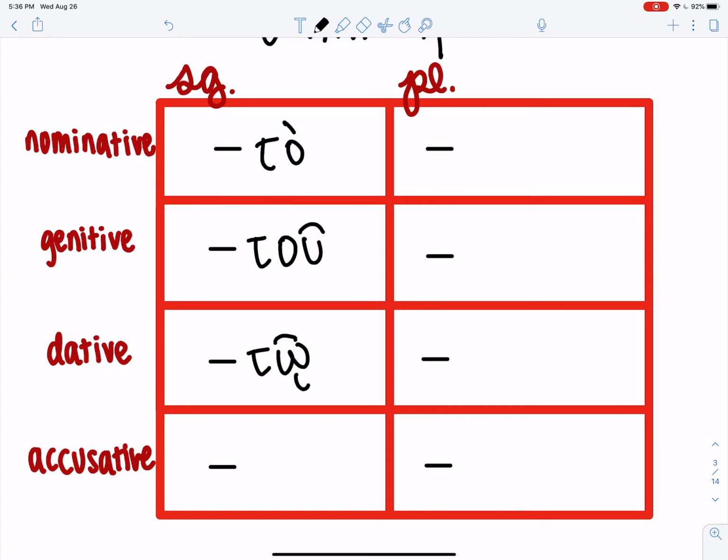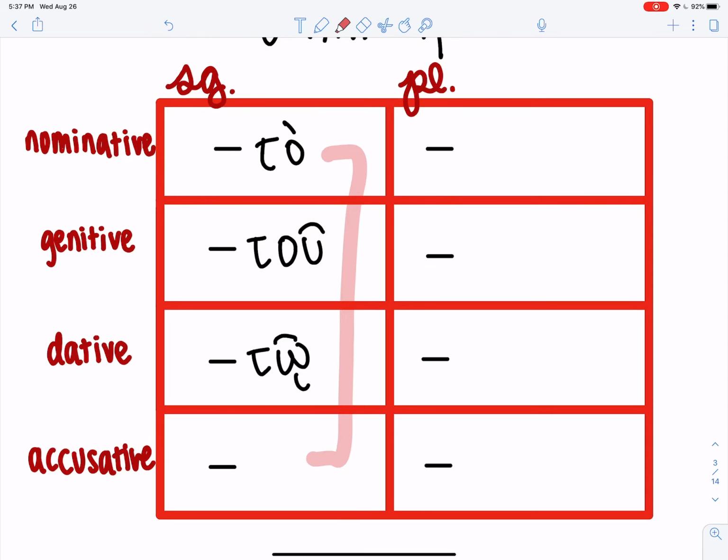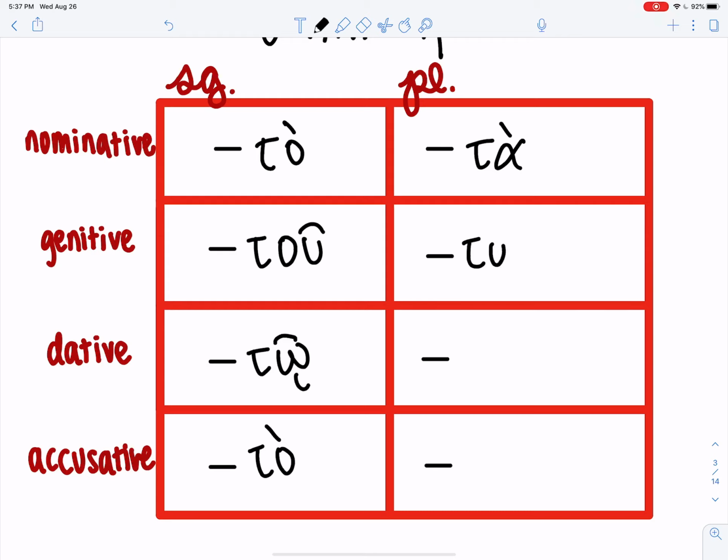And now accusative, same applies as with neuter nouns and adjectives. The nominative and accusative are going to be exactly the same. So your accusative definite article is also ta. In the plural, we have ta, which is tau alpha, with an acute that flips to become a grave. Genitive is tone, tau omega nu, with a circumflex. Dative is tois, tau omicron iota sigma, with a circumflex. And accusative is ta again.